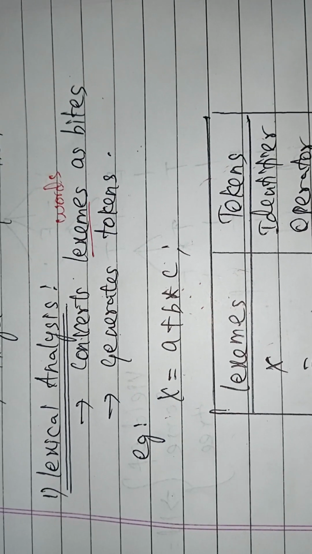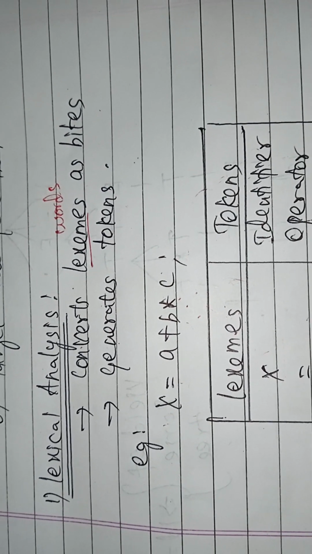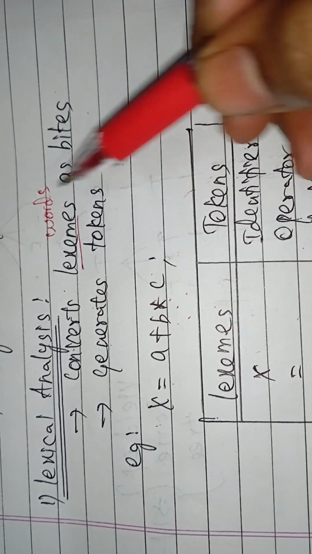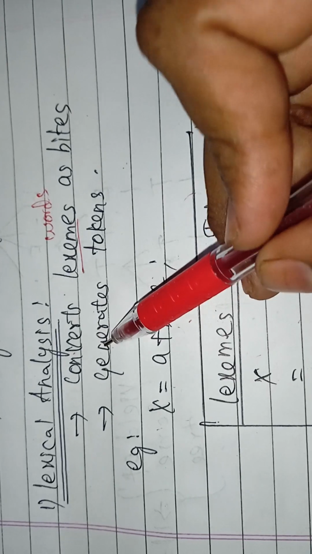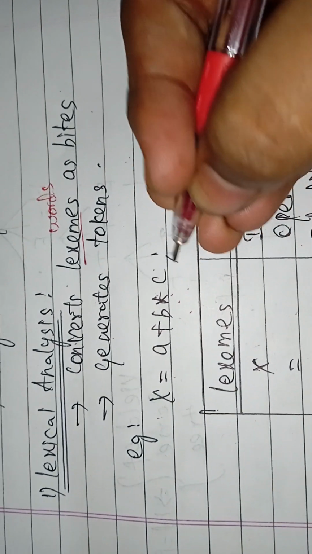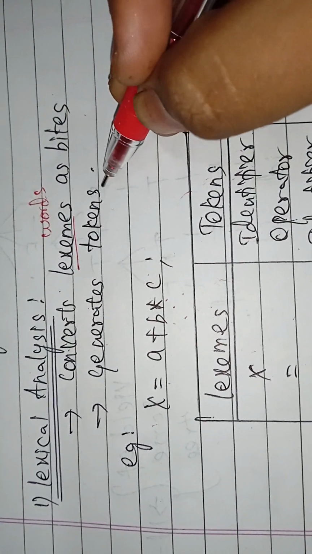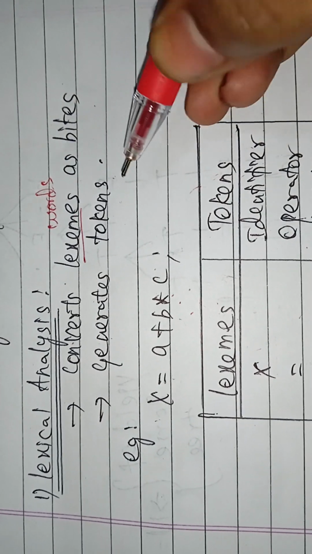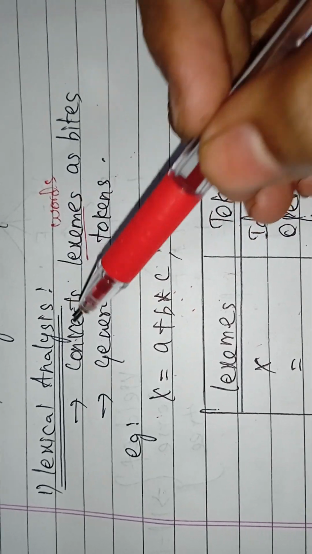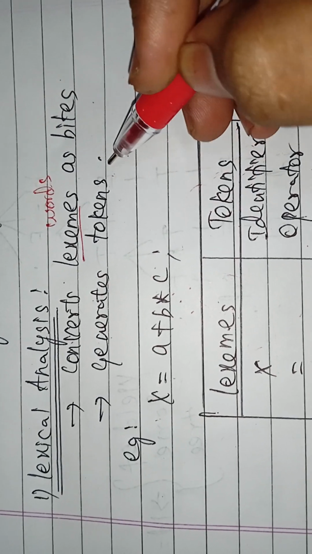The first phase of the compiler is the lexical analysis. The entire process is taken care of here. So let us consider this high level expression. Here the expression is given to the analysis phase, and the lexical analyzer takes the expression and produces the lexemes, and then the lexemes are converted as bytes and it will generate the tokens as a result. Again, this expression is given to the lexical analysis phase, and the lexical analyzer takes the lexemes as bytes and generates the token.